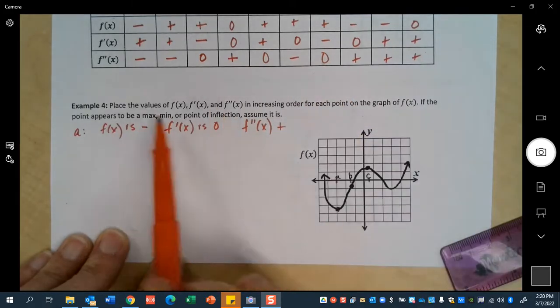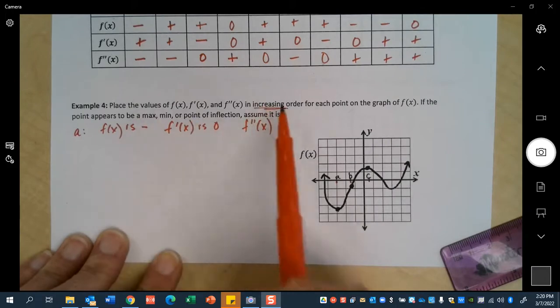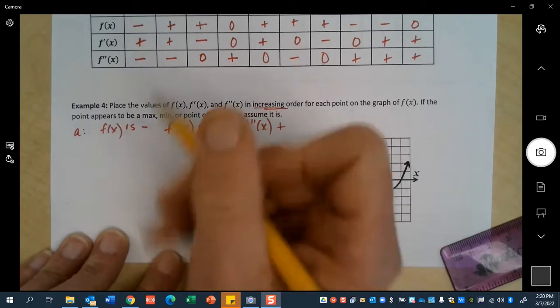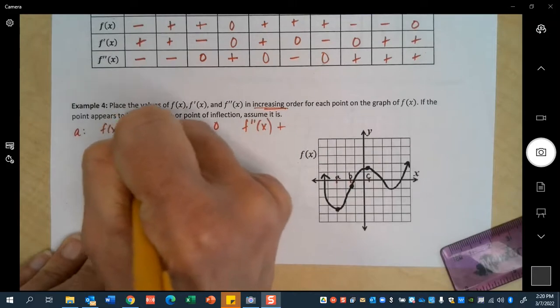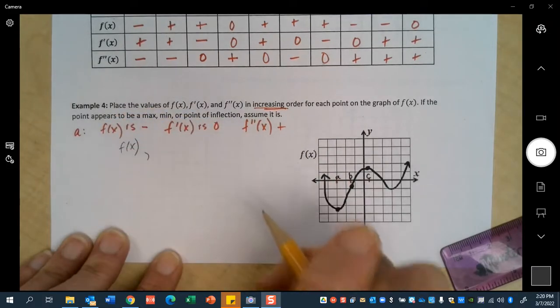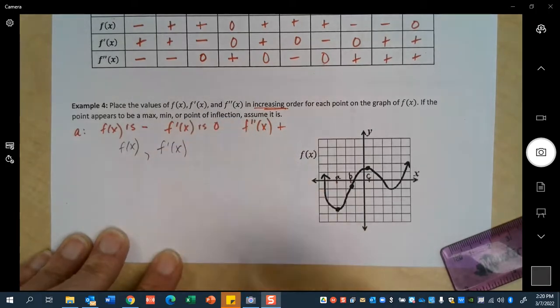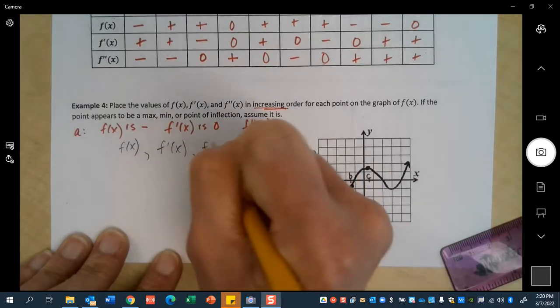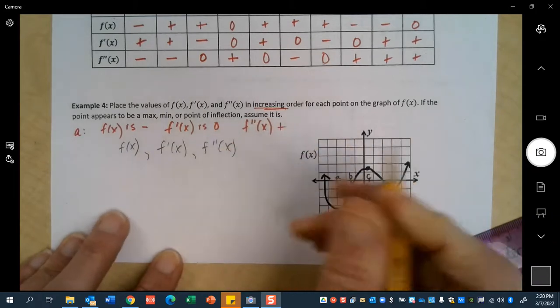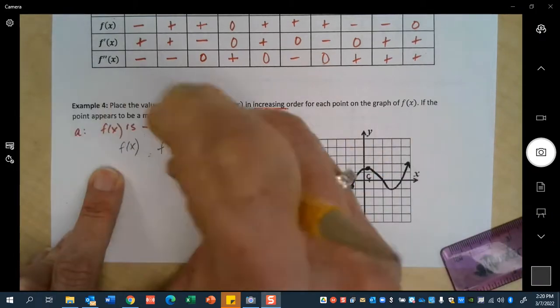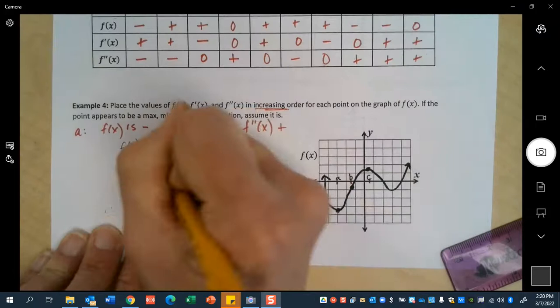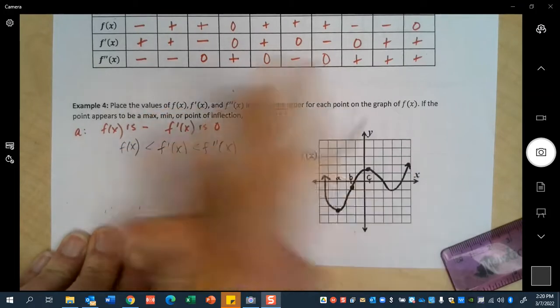So when they ask me to place the values in increasing order, my f of x value is my smallest. My f prime of x value is going to be my next biggest. And my f double prime of x value is going to be my next biggest. If you'd like to write it as a mathematical equation, you can write something like this.